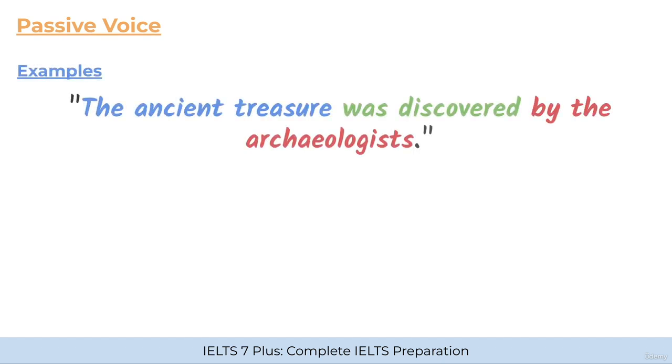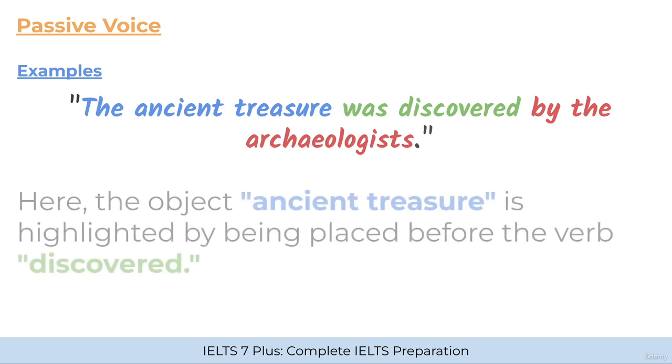Another one. The ancient treasure was discovered by the archaeologists. So similar situation here. We've got the object of the ancient treasure. This is highlighted and it's being placed before the verb discovered, by the archaeologists being the subject here. So hopefully you can see the difference. We just sort of switch it on its head. So we're emphasizing different parts, and we'll talk about why each one is useful a little bit later on and what you can use them for.